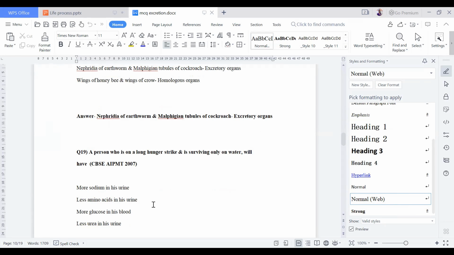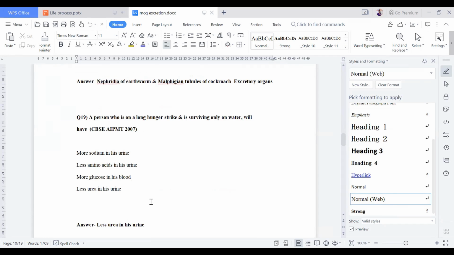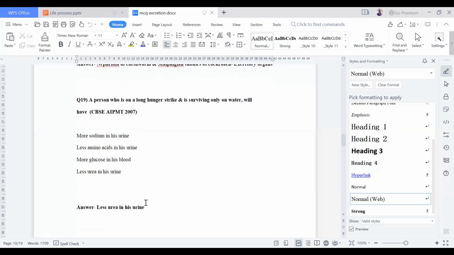Okay. The answer is less urea in his urine, as he will not eat any food. So the nutrients will be less and the water will be more. So urea will be less. The nitrogenous waste will be less.